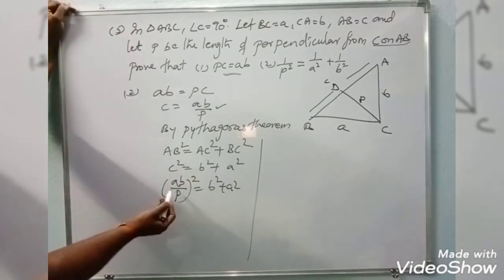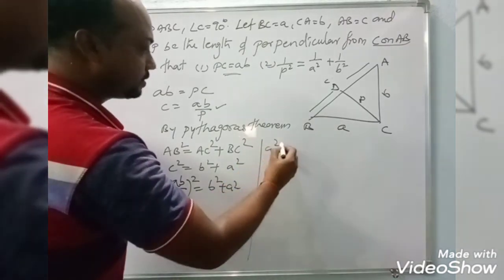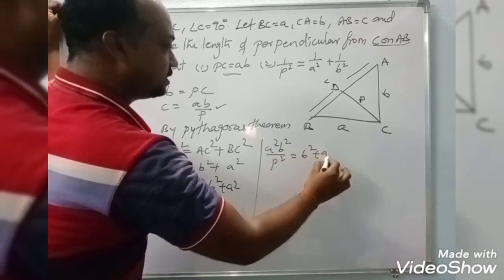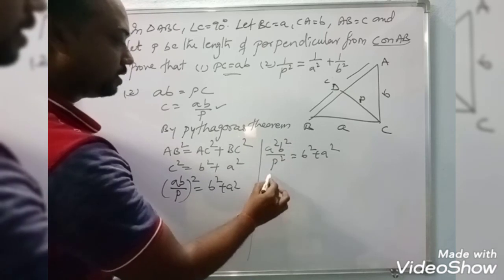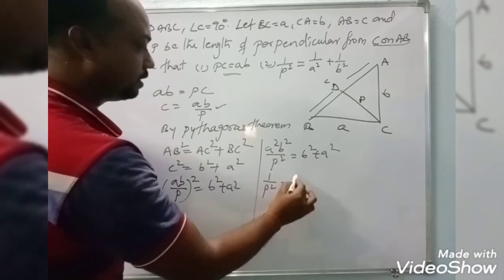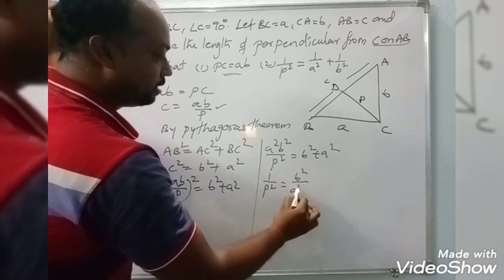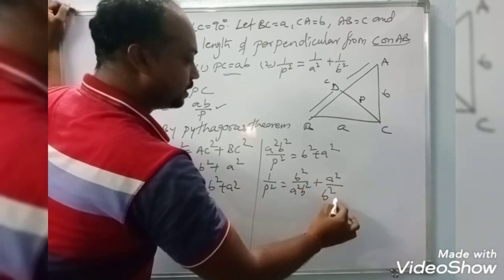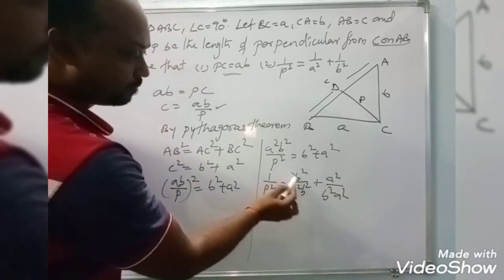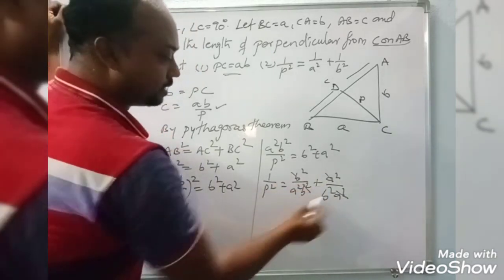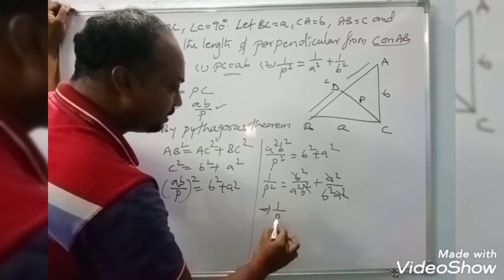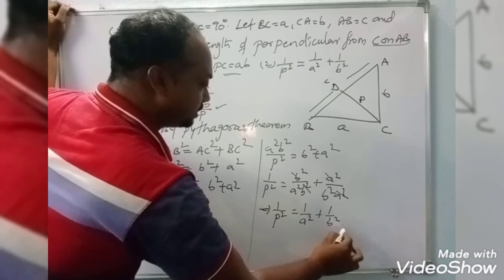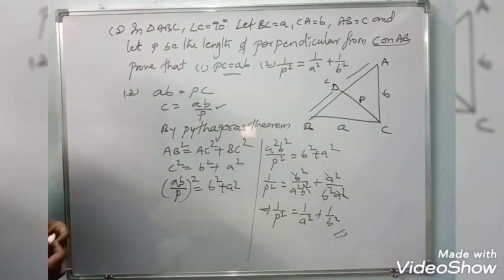Now after that, what we are doing here is we are writing this as a square b square by p square is equal to b square plus a square. Now divide by this a square b square here, you will get 1 by p square is equal to b square by a square b square plus a square by b square a square. Now in this b square is cancelled, in this a square is cancelled, so what is left here? 1 by p square is equal to 1 by a square plus 1 by b square. So hence we have proved the second one also.